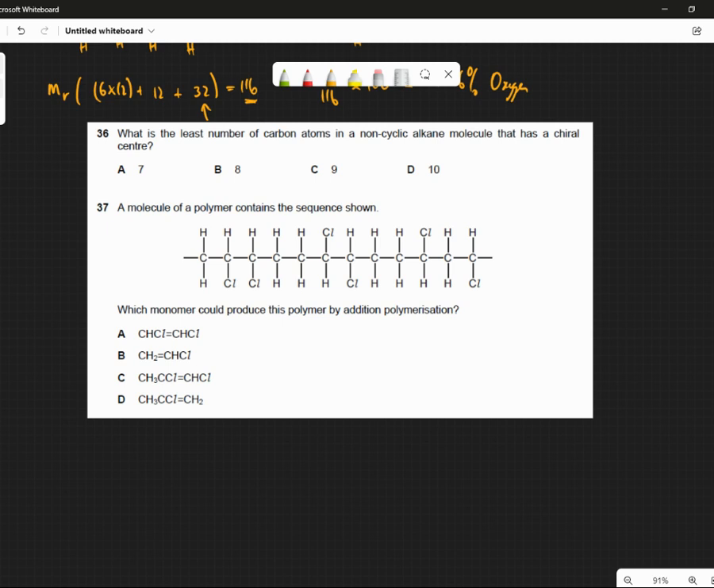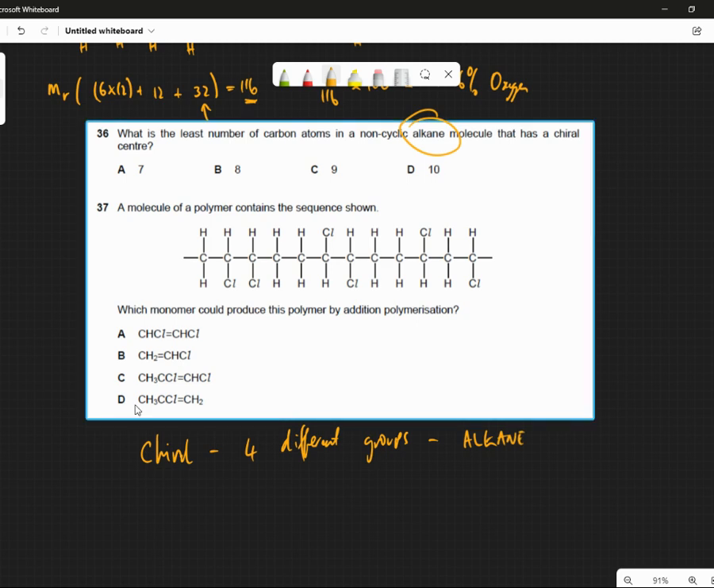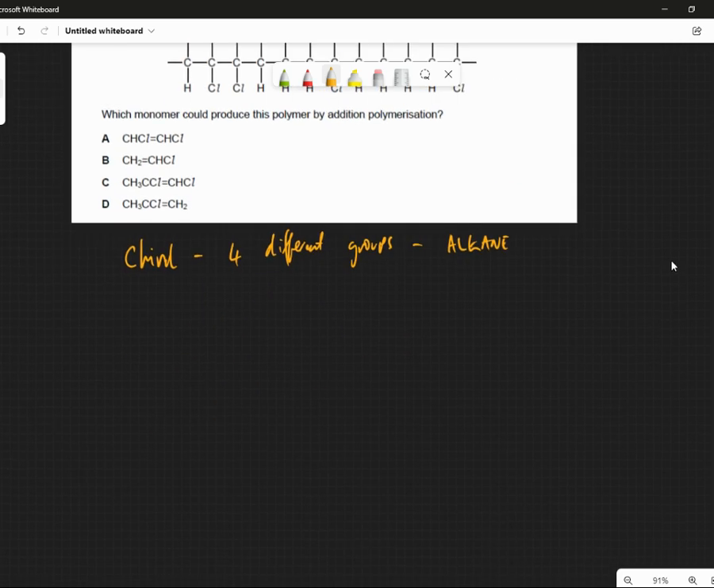It's because it's hard. All right, what's the least number of carbon atoms in a non-cyclic alkane molecule that has a chiral center? Even though this looks quite easy, it's not really. First of all, for a molecule to be chiral, it has to have 4 different groups. And it's got to be an alkane. So let's do the alkane and look at what alkane is chiral.